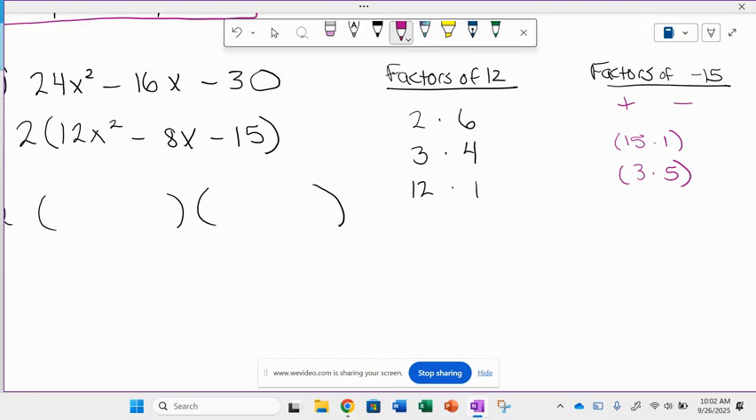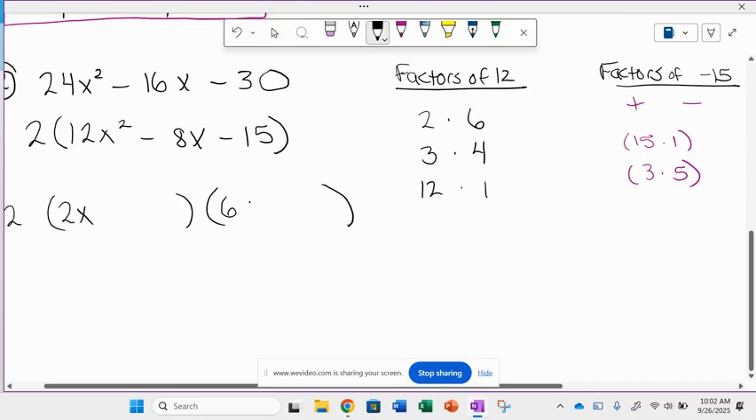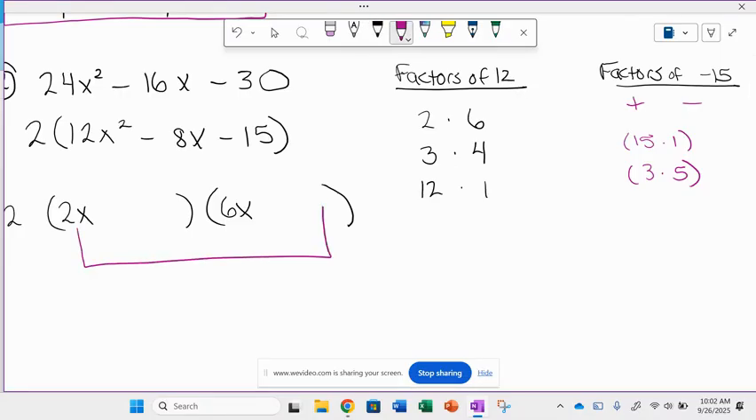So this is where the guess and check part comes in. Let's start with the factors of 12. Which one do you want to start with? Should we start with the 2 and the 6? Okay, let's start with the 2 and the 6. So we're going to have 2x and 6x. And now we're going to guess and check this. So we're going to do 2 multiplied with the number here, and we're going to do the number here multiplied with the 6x.